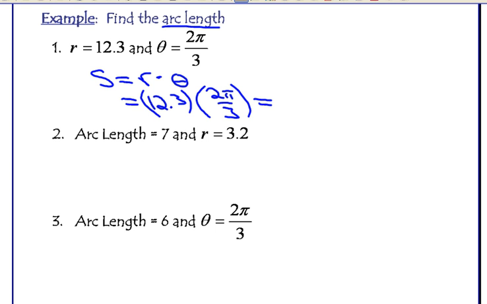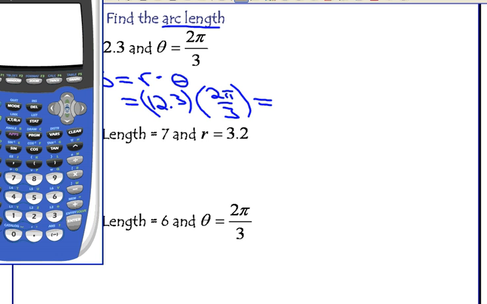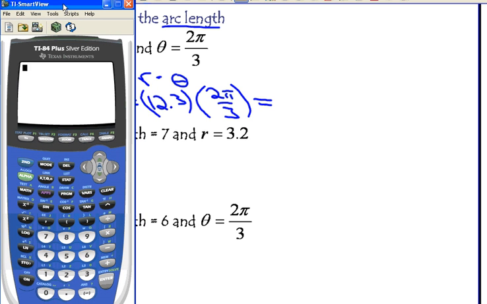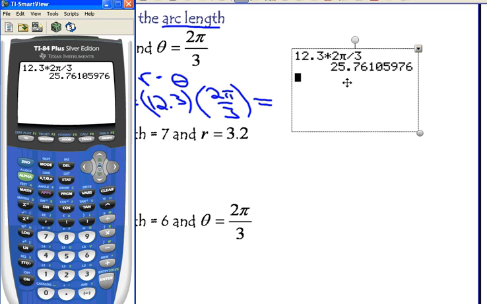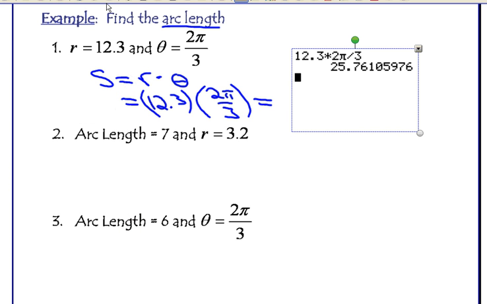Whenever they want the arc length, it would be okay to use your calculator. Let's pull that out and see what we got here. So we have 12.3 times 2 pi thirds. We get an answer of 25.76. Maybe we can round that to the hundredths. All right, so that's our first one.